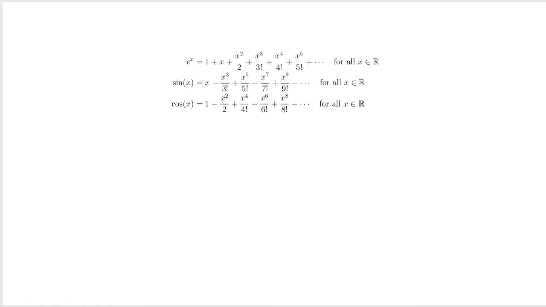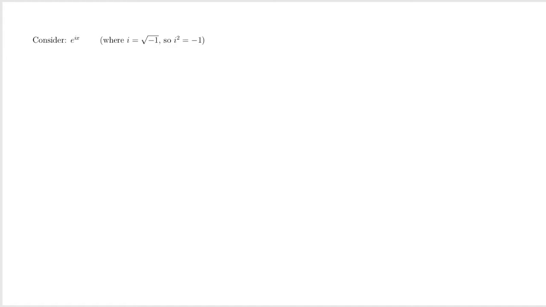Here they are. And I want to come up with a power series representation for e to the ix, where i is the usual square root of -1. So in particular, i squared is -1. And to do that, we simply replace the x in the power series for e to the x with the continuous function ix, and we get this series here.